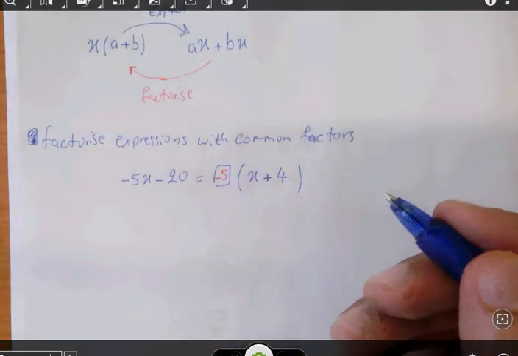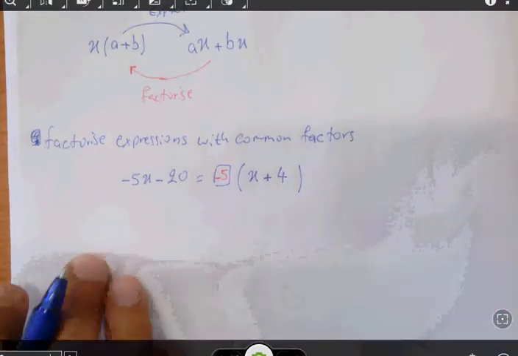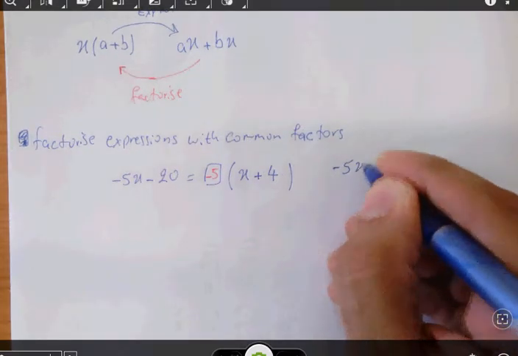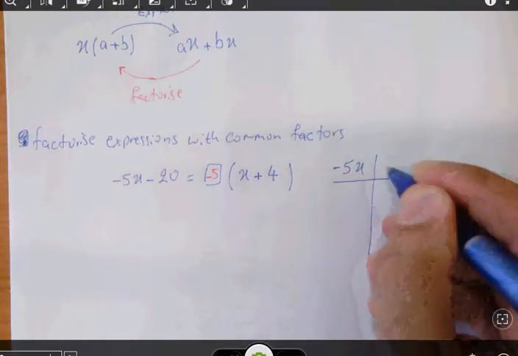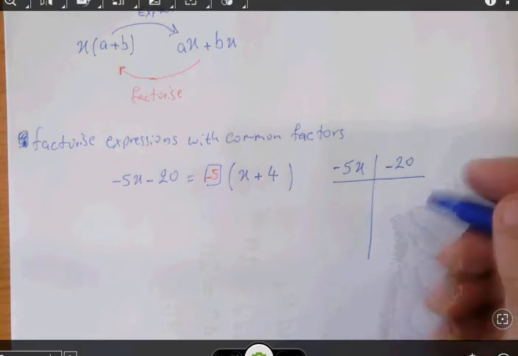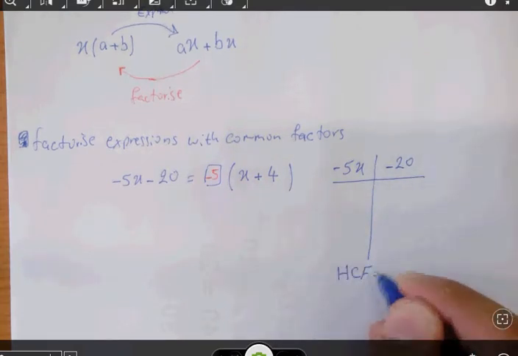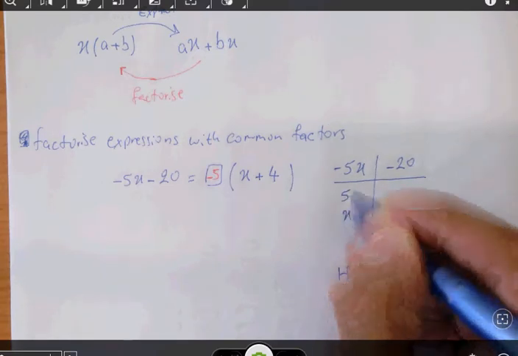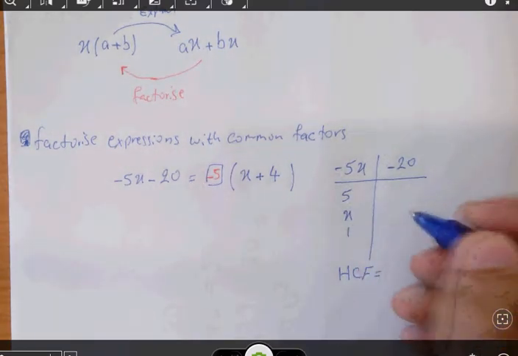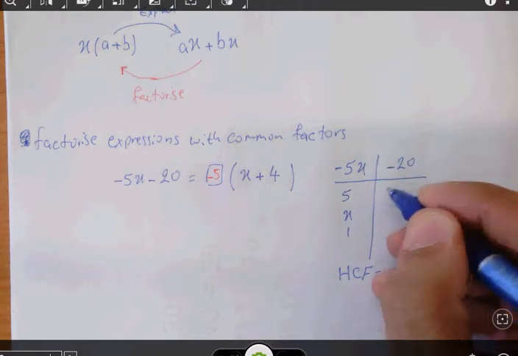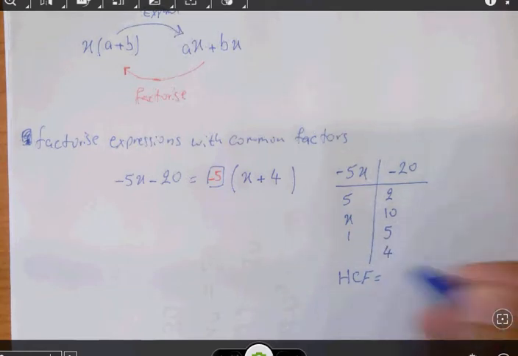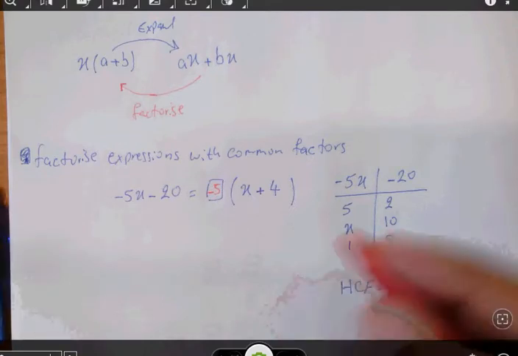Okay? For the people that did not follow, this is what I've done. Look, I have two terms, right? I have negative 5x, and I have negative 20. I go find the highest common factor of these two. What are the factors here? Well, the factors are 5 and x here, nothing else, maybe 1. And over here, what do I have? I have 2, 10, what else? 5, 4, what else? That's it? 1.